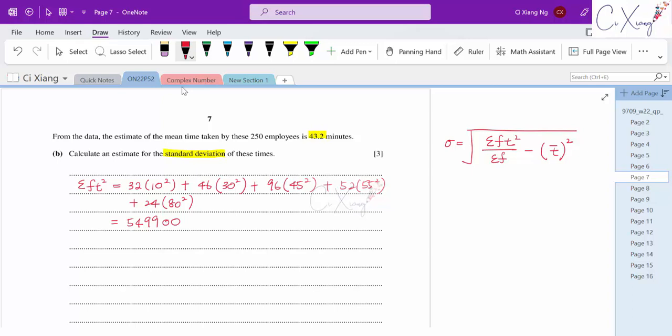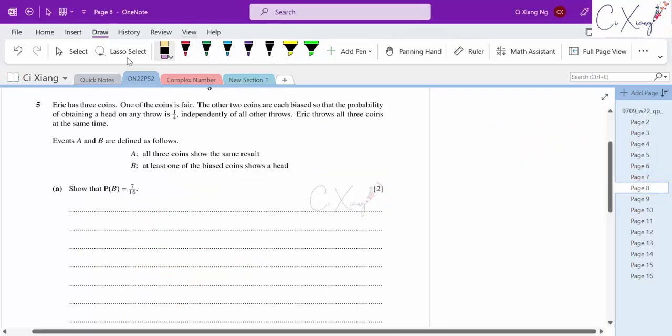549900. Then to calculate the standard deviation, I will just plug all the values into the formula, where I have 549900 divided by the summation of frequency, which is 250, minus the mean 43.2, and then you need to square it. All right, so if you didn't make any careless mistake here, by right you should get this value. And of course we will correct it to 3 significant figures, therefore the answer for standard deviation will be 18.3. Right, so this is how we solve question number 5.